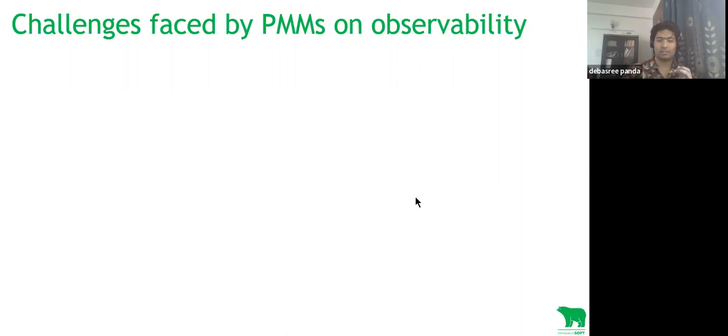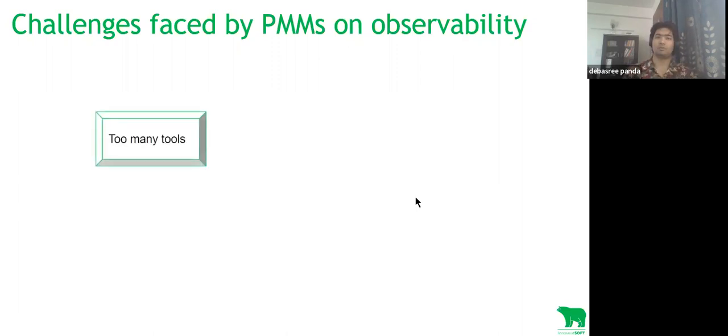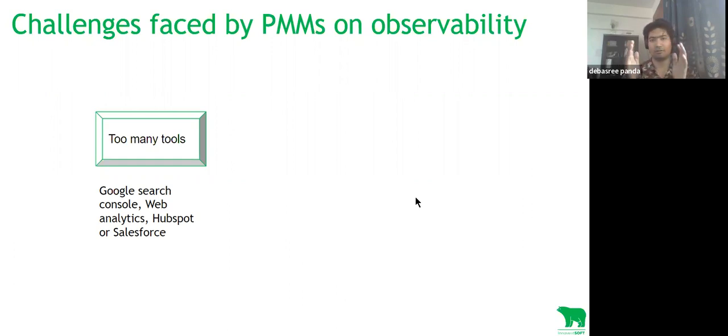So we'll talk about the challenges. The number one challenge is there are too many tools. There can be Google Search Console, web analytics tools, HubSpot, Salesforce, and many other tools to get the data and have a consolidated view for PMMs to follow and see if their content is making an impact, and then make some decisions.